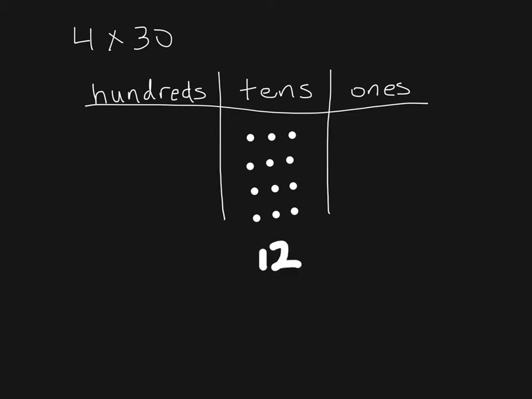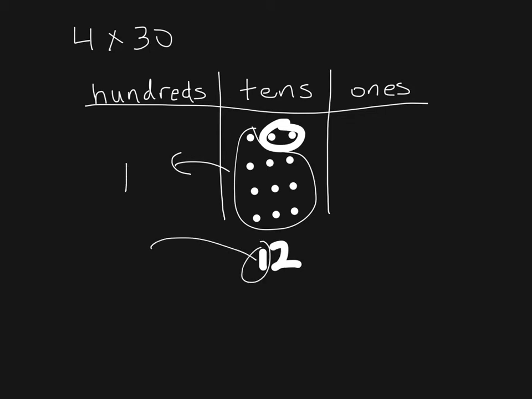And what I know is that I can leave 2 of those tens here. Oops, I should have made that smaller. And then the other 10, I'm going to move over here for 100, right? In other words, this 1 is coming over here, and I have 1, 2, 0, or 120 as my answer.